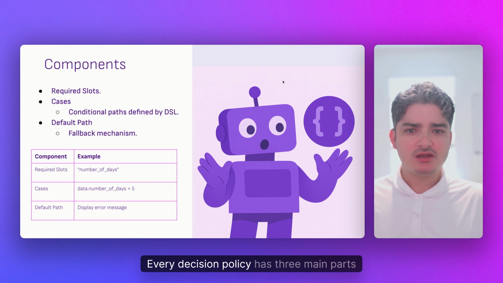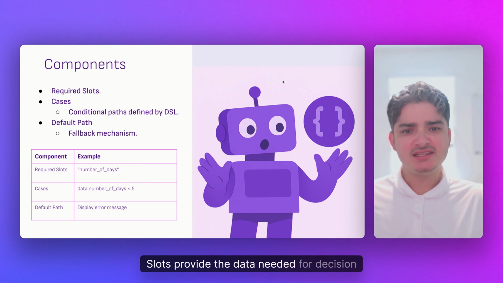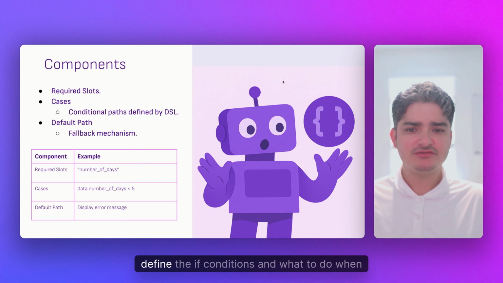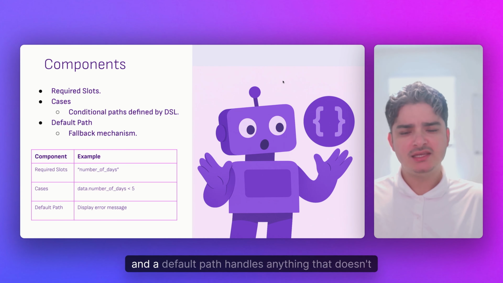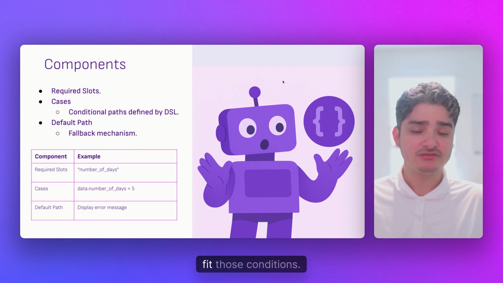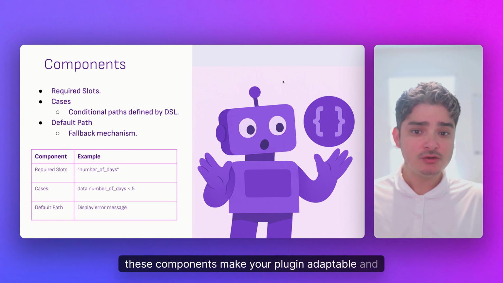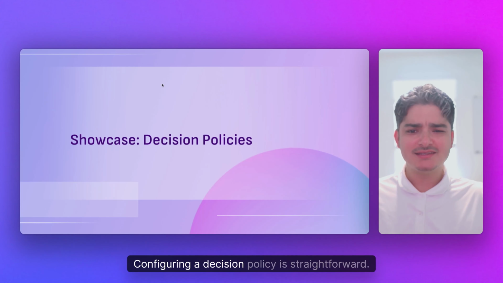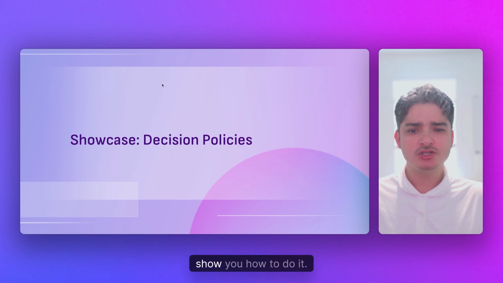Every decision policy has three main parts: required slots, cases, and default path. Slots provide the data needed for the decision. Cases define the if conditions and what to do when they're true. And the default path handles anything that doesn't fit those conditions. Together, these components make your plugin adaptable and reliable. Configuring a decision policy is straightforward. Let's move on to the Agent Studio app and let me show you how to do it.